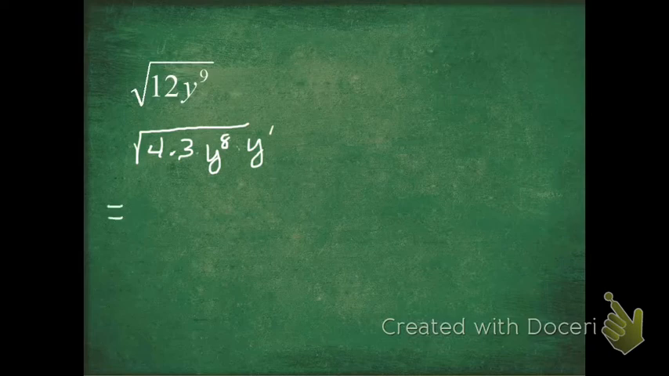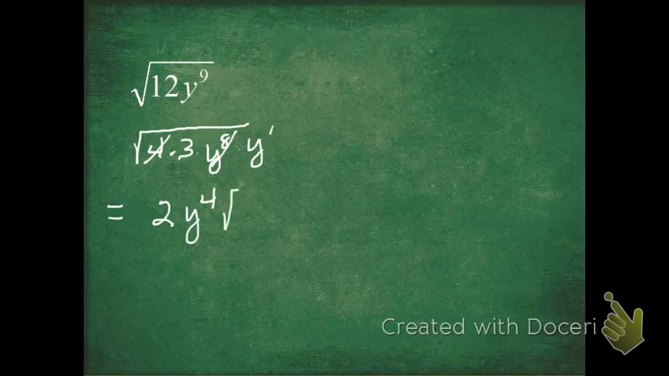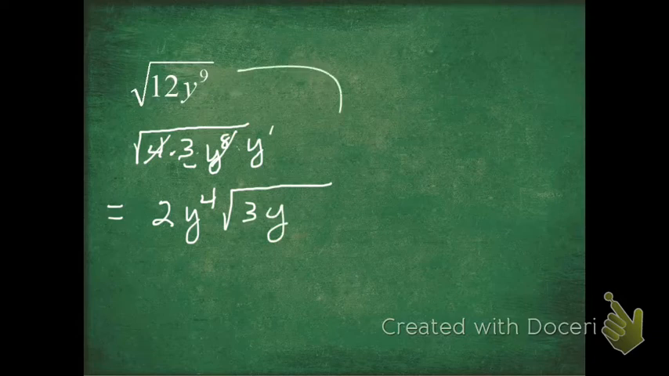Now I can use my property and take the square root of the ones I can take the square root of. The square root of 4 is 2, so it's going to come outside of the radical. The square root of y to the 8th is y to the 4th, so it comes outside the radical. And under the radical, I still have this 3 and a y to the 1st power. So that's the simplified version of the square root of 12y to the 9th.